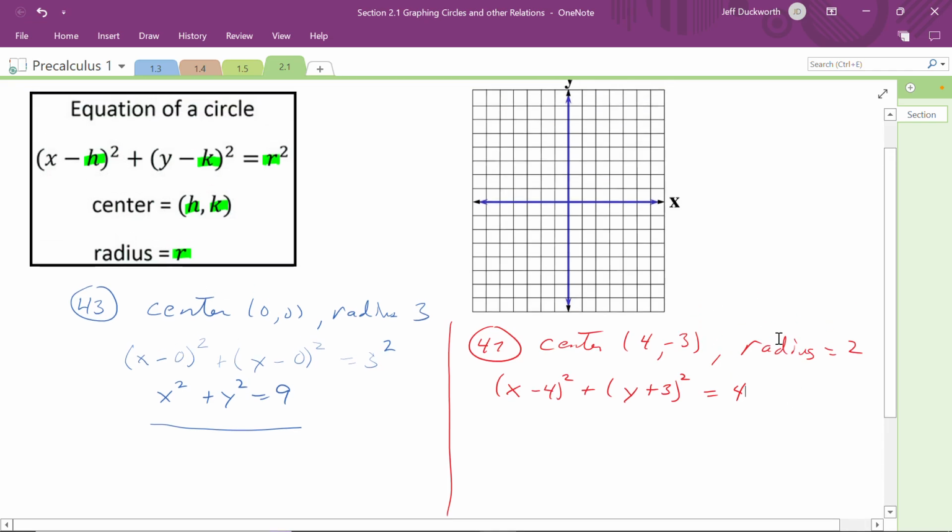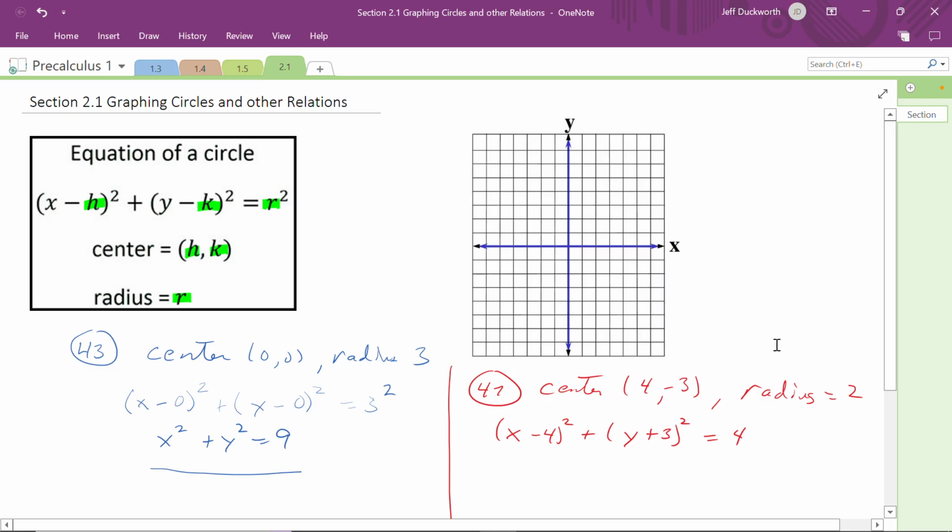To graph this, our center is going to be at the point +4, -3. So where do we go here? 1, 2, 3, 4, 1, 2, 3. So here should be our center. And the radius is going to be 2. So I'm just going to move it 2 in each direction, put a little dot. The center is just there for my own guide. There's really no point there. All the points are on this outer line of a circle. And that's roughly what it should look like.